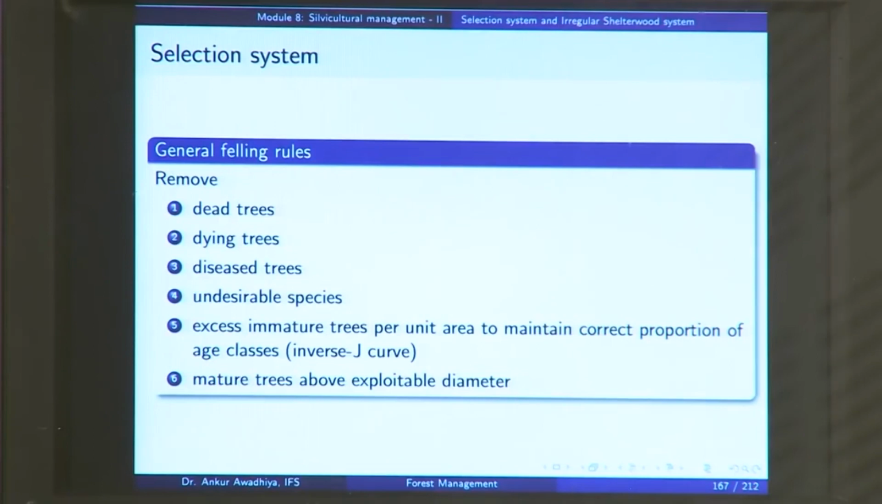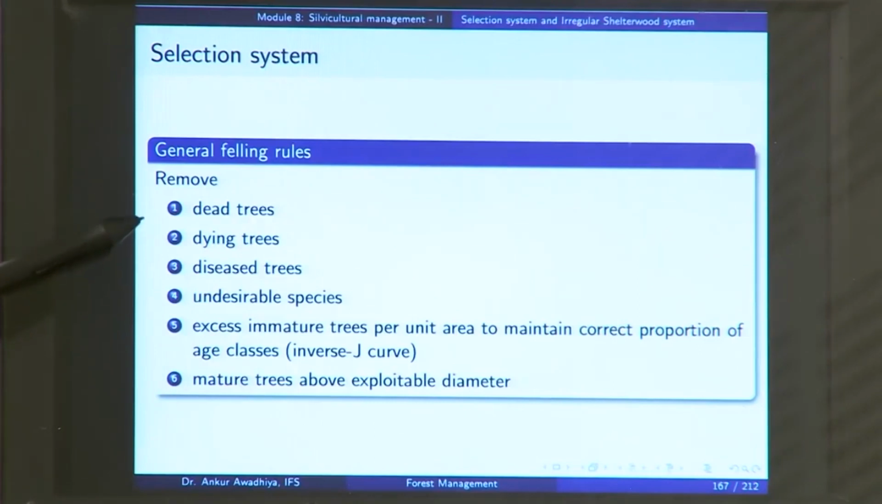So, the most preferred is that all these dead, dying and diseased trees are removed, so that you no longer have any disease or any pest or any insects in the system. So that you are trying to maintain the health of the system.